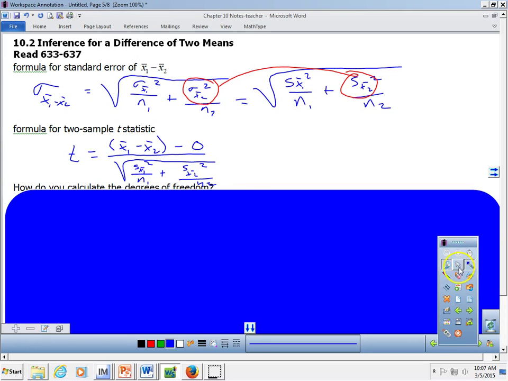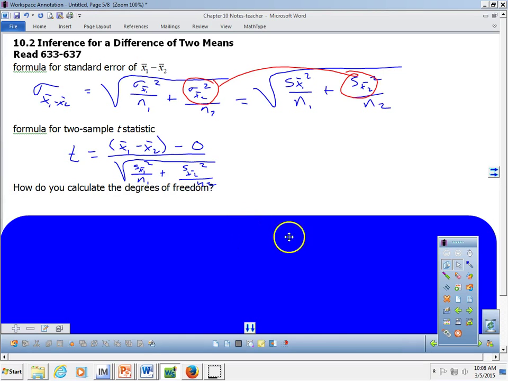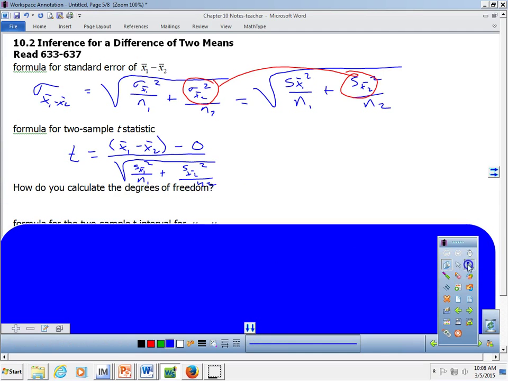All right. Of course, since we're in a t distribution, those t values depend on degrees of freedom. So how do you calculate degrees of freedom? Well, how did we do it before? Well, degrees of freedom before was always one less than the sample size. There's a problem here. There's two samples. So which one do you use? Well, without technology, we use the smaller sample size.